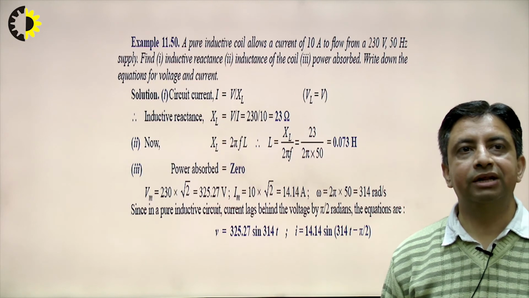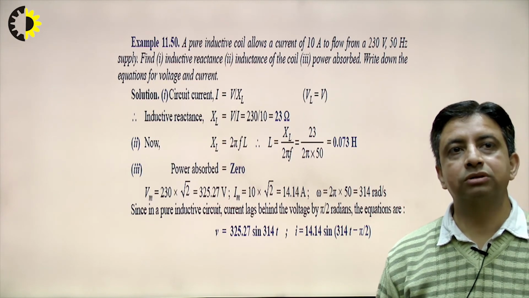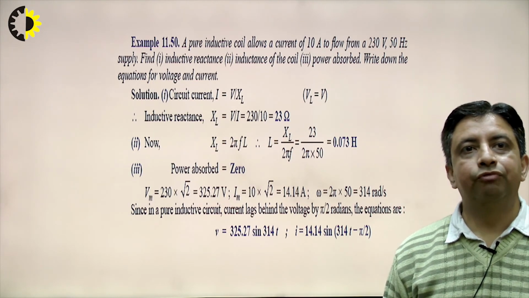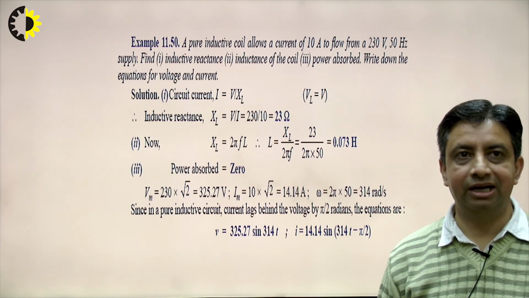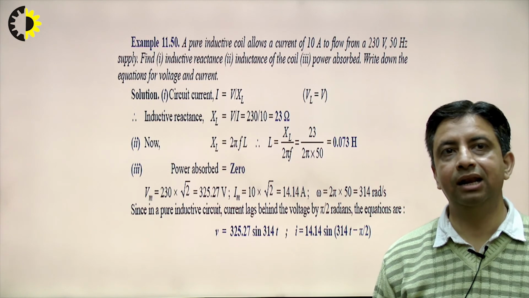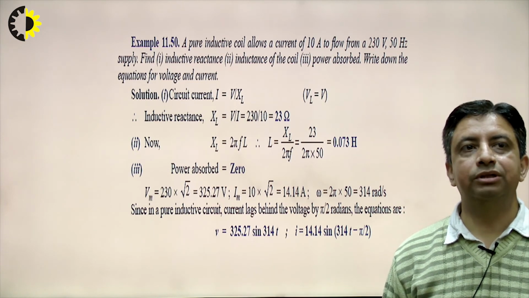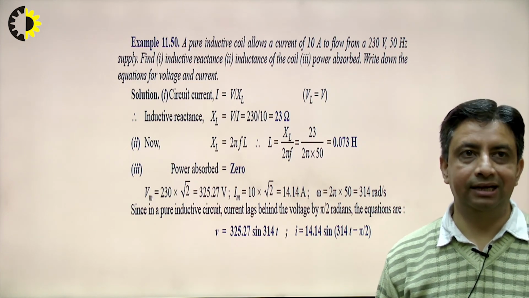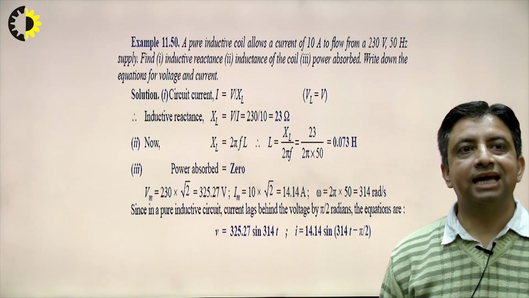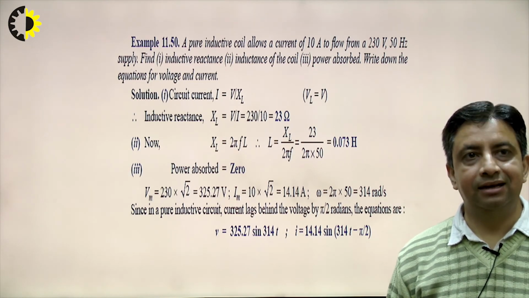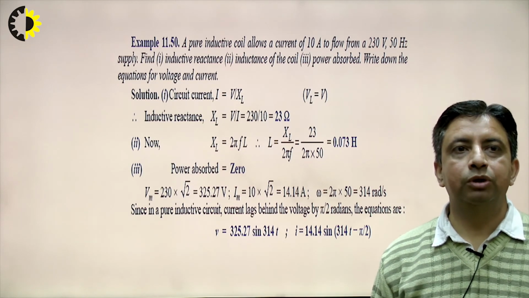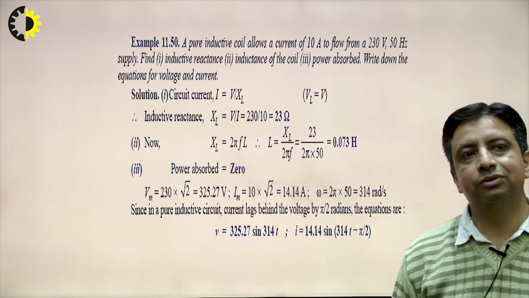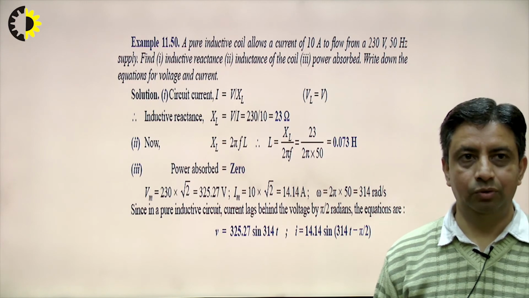A pure inductive coil allows a current of 10 ampere to flow from a 230 volt 50 hertz supply. Find the inductive reactance of the coil, the power absorbed, and write down the equation for voltage and current. So, in this case, I will be equal to V by XL. So, XL will be equal to V by I. Both voltage and current are given to us. So, inductive reactance is 23 ohm.